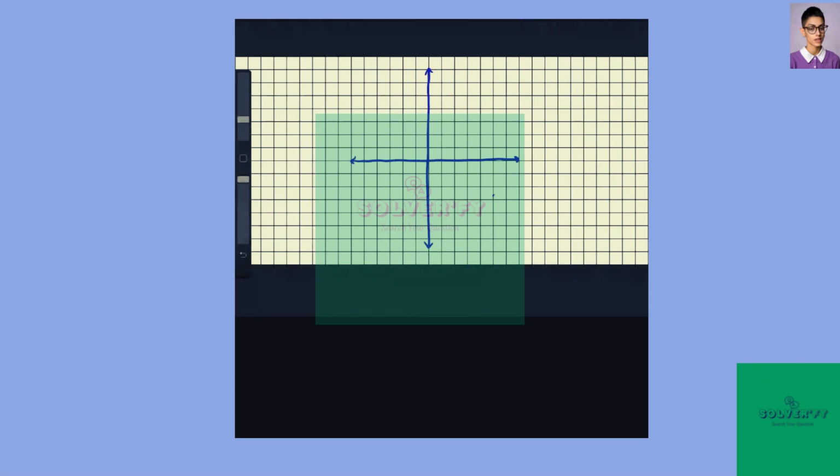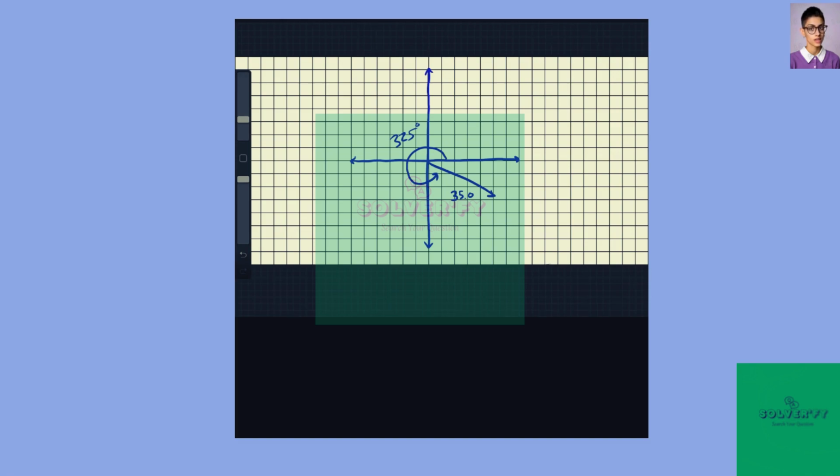All right, in this problem, we're given a vector, and that vector has a magnitude of 35 units and an angle of 325 degrees. So this angle right here is 325 degrees from the positive x-axis, and the length of this vector is 35.0 units. And the question is, what are the x and the y components of this vector?